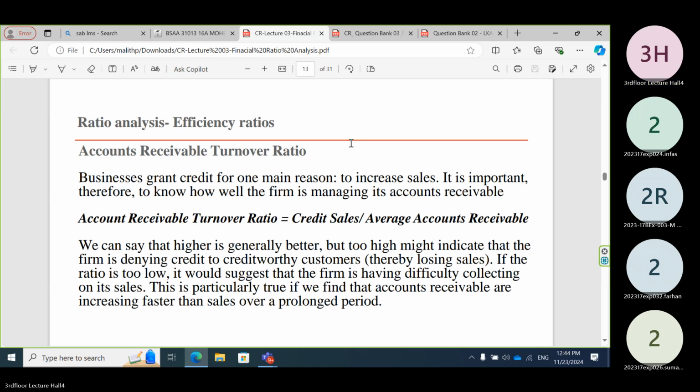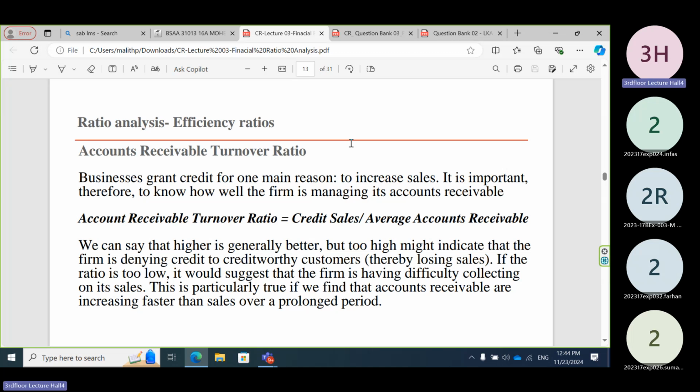Keep in mind, they want to analyze all those things. You can't say that having a higher account receivable turnover is the best. It's better to have it, but too high a turnover will reduce your market, because customers may leave your company and select another competitive supplier. Those are the things behind the account receivable turnover ratio.